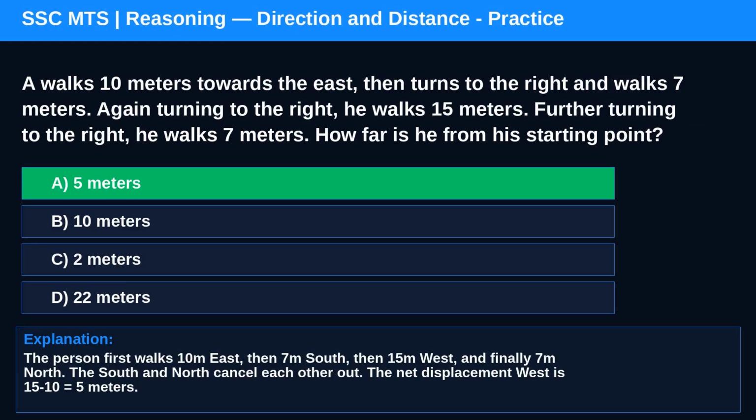Correct answer is A. The person first walks 10 m east, then 7 m south, then 15 m west, and finally 7 m north. The south and north cancel each other out. The net displacement west is 15 minus 10 equals 5 meters.